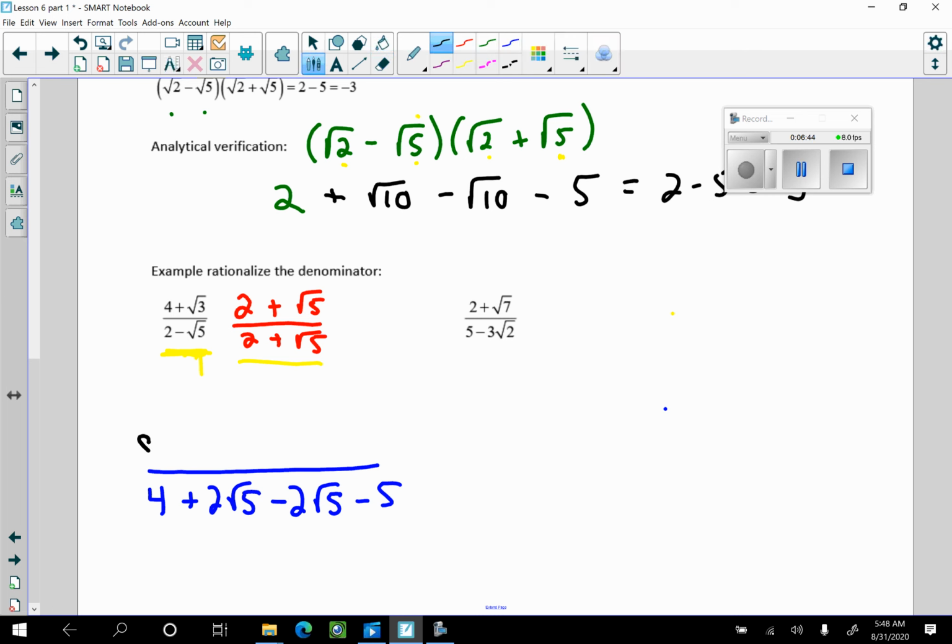4 times 2 is 8. I have 4 times square root of 5 is positive 4 square root of 5. And I have square root of 3 times 2 is positive 2 square root of 3. And square root of 3 times square root of 5 is positive square root of 15. So we do want to definitely simplify that.